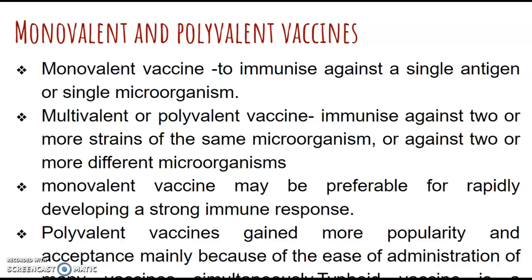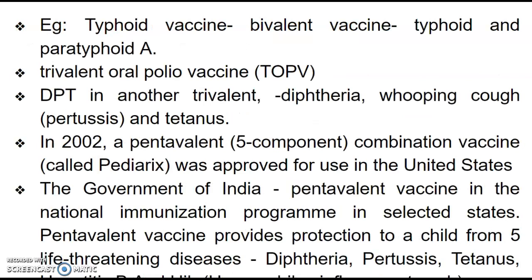Monovalent vaccines are normally preferable for rapidly developing a strong and rapid immune response towards a single disease. Whereas polyvalent vaccines have gained more popularity and acceptance mainly because of the ease of administration. With a single injection, we get immunized against two or three or more infectious organisms, many vaccines administered simultaneously, many pathogens at the same time.